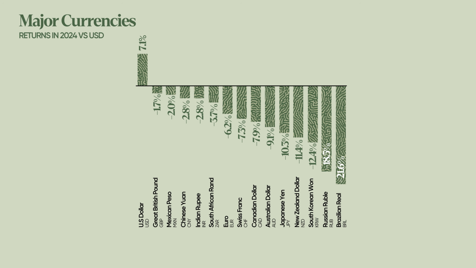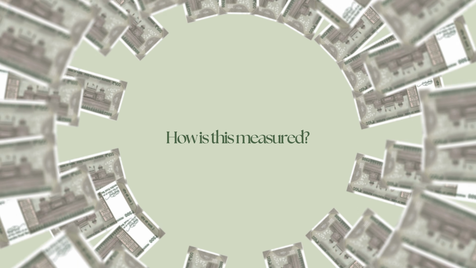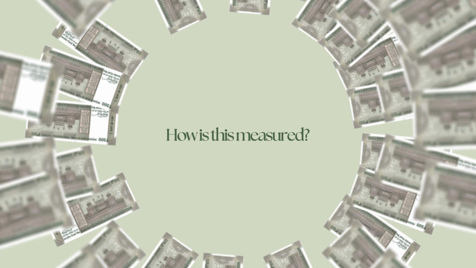Take a look at this chart. Almost every currency has lost against the US dollar in 2024. But have you ever thought who decides that the dollar is going up while the rupee and pound are going down? How is this even measured? And why does it matter to you and me?